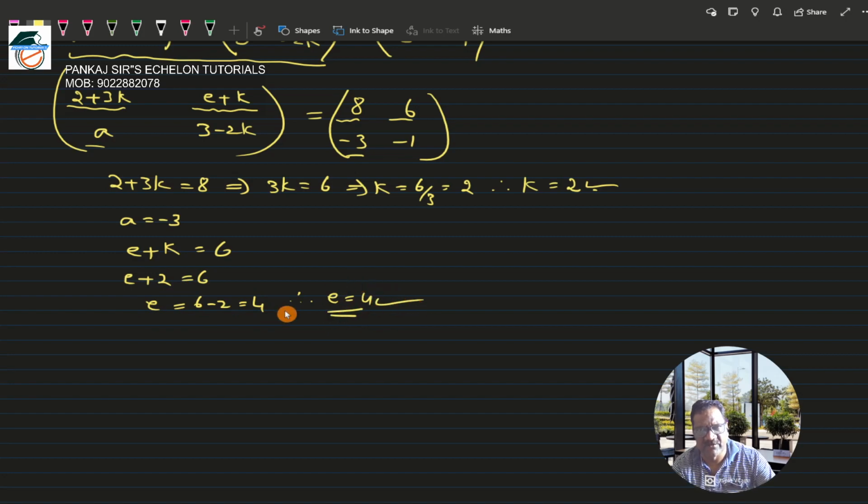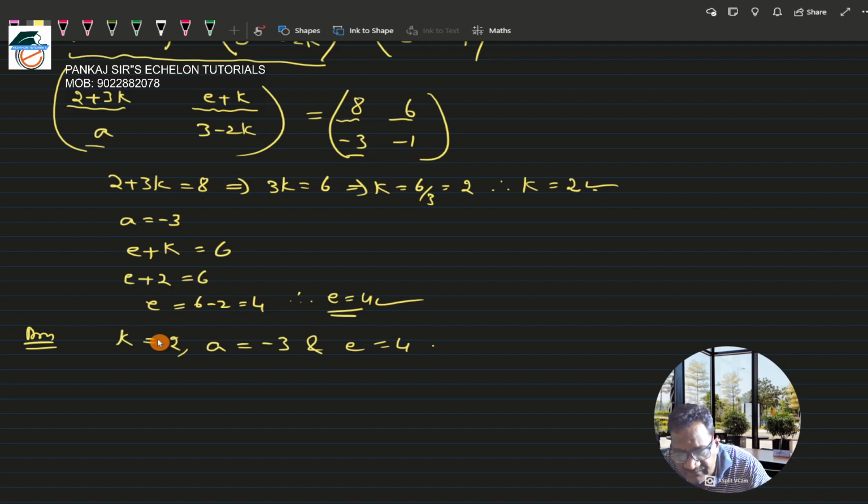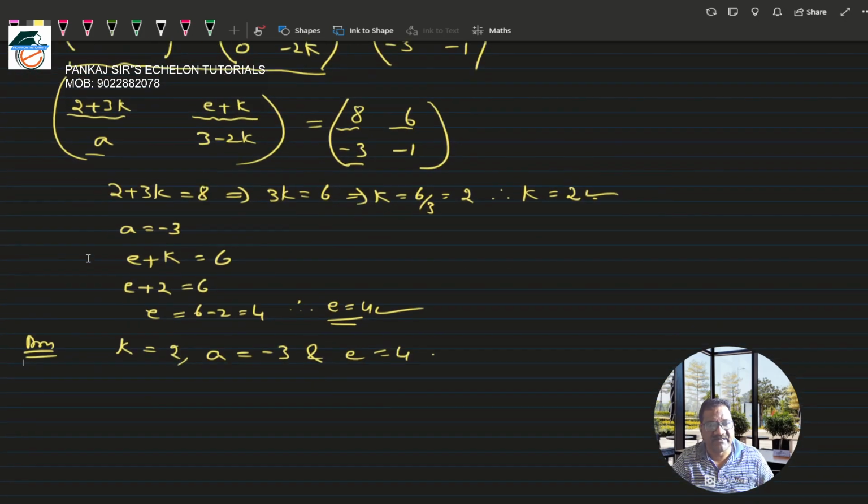So all the three answers I got. So my final answers will be K is equal to 2, then A is equal to minus 3, and my E is equal to 4. This is my final answer for question number 45. Okay, so let me verify the answer. For question number 45, the answers are A is equal to minus 3, perfect, E is equal to 4, perfect, K is equal to 2, perfect. Okay, so 45th question we are done with.